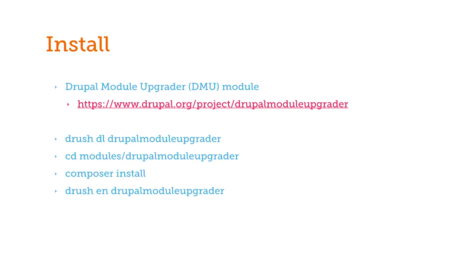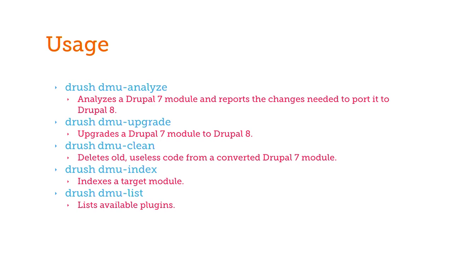So what I would normally do was install DMU, as it's called, which is the initials for the Drupal Module Upgrader. You can look at instructions on that URL, but you use Drush to download it, and then it requires a lot of packages, so you use Composer install to install its dependencies, and then you enable it, and then you can use its operations.